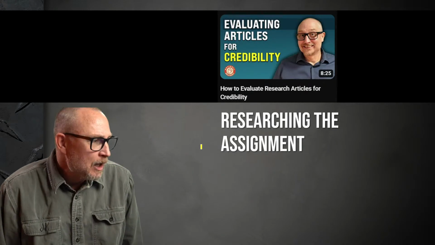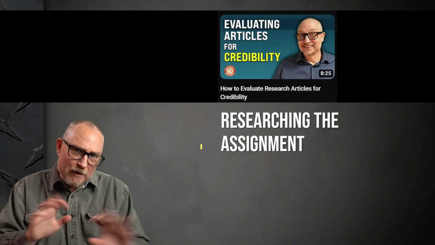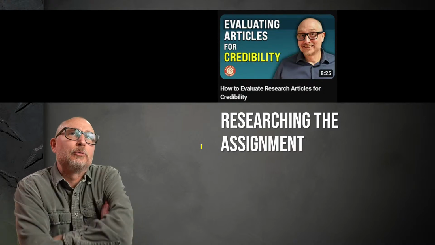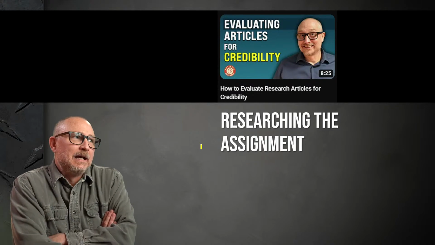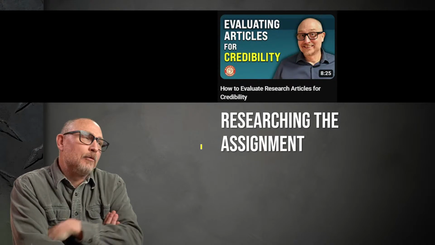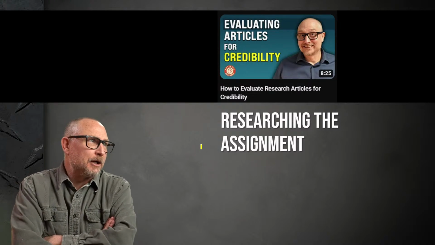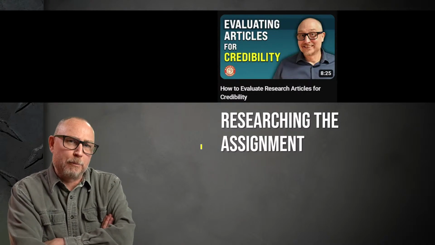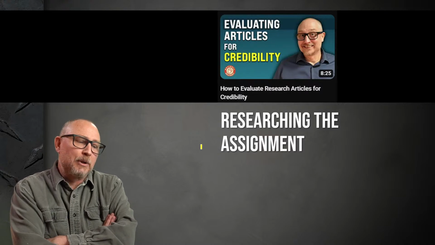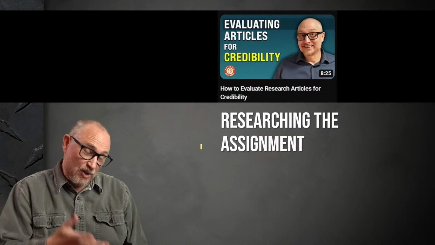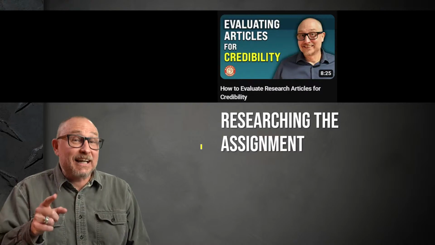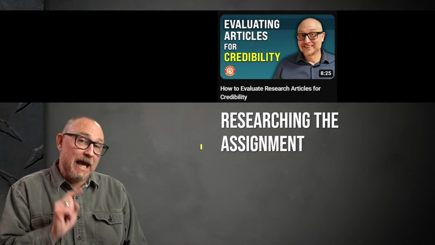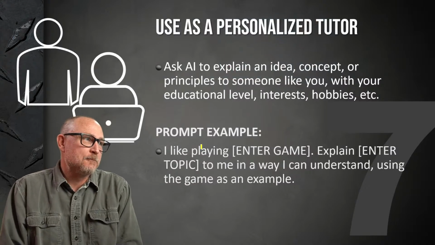Okay, so you've prepared your assignment, you've outlined it, you have the key points you need to address, and you've brainstormed some possible approaches to the assignment. Now you've got to research it. Now, I have a video up there on Nutshell Brainery called Evaluating Articles for Credibility. You might take a look at that. But let's see what AI, ChatGPT, can do for us in terms of research. Because remember, its facts are kind of jacked up. We're accountable for the accuracy of the information.